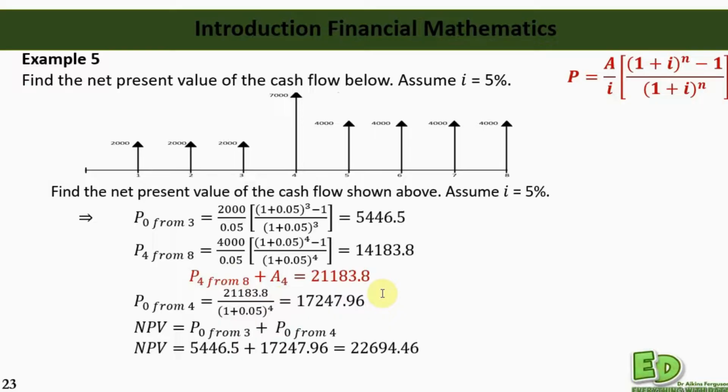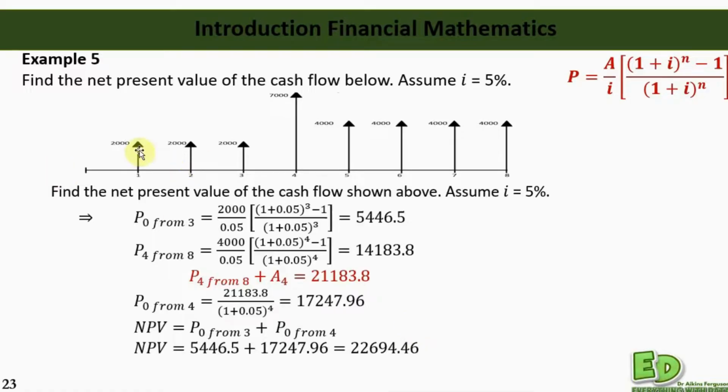17,247.96. Then to find the net present value is the summation of the first uniform amount plus that of the single sum that we had. So 5,446.5 plus 17,247.96 will give us a total amount of 22,694.46. That's our net present value.